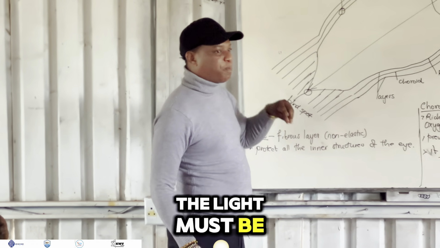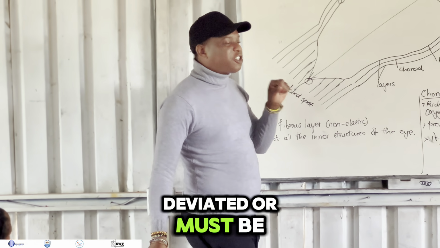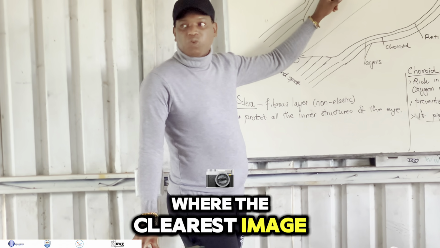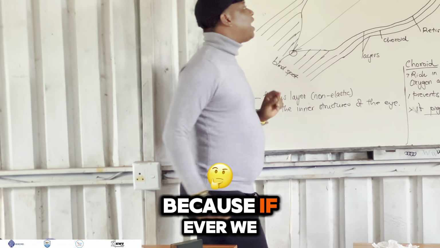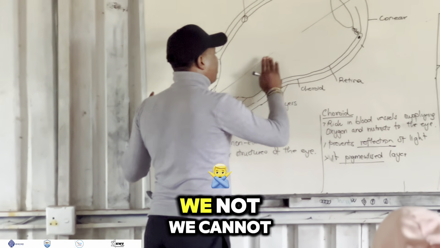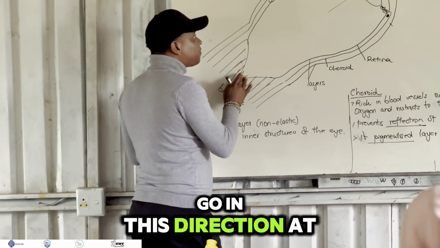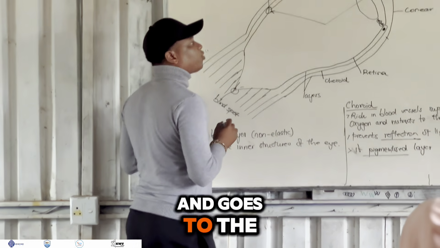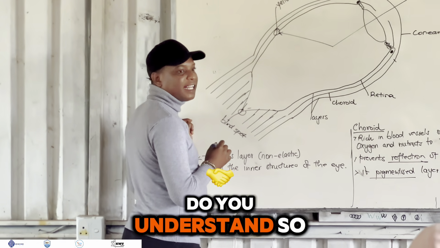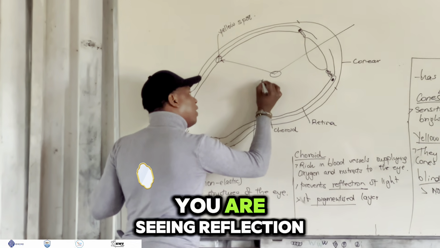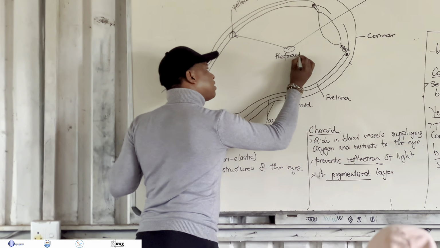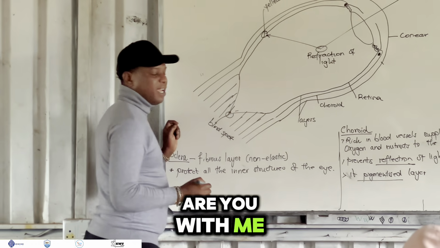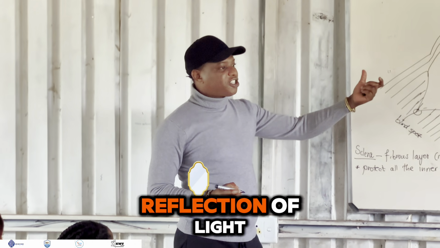The light must be deviated or refracted into the yellow spot where the clearest image will form. Because if we cannot allow the light to go in this direction, at some point the light needs to bend and change direction and go to the yellow spot. Do you understand? So what you're seeing here is refraction of light. Are you with me? What do you see? Refraction of light.